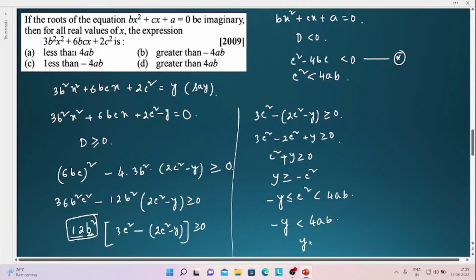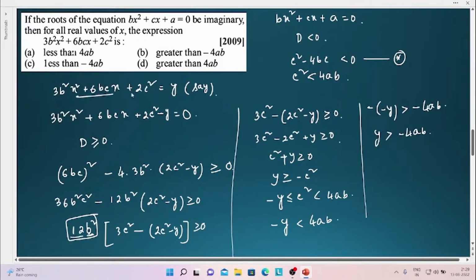So what will be the value of y? If I multiply by a negative sign again, then it will be negative times negative y, and the inequality will change, so it will be greater than negative times 4ab, right? So it will be y greater than negative 4ab, right?